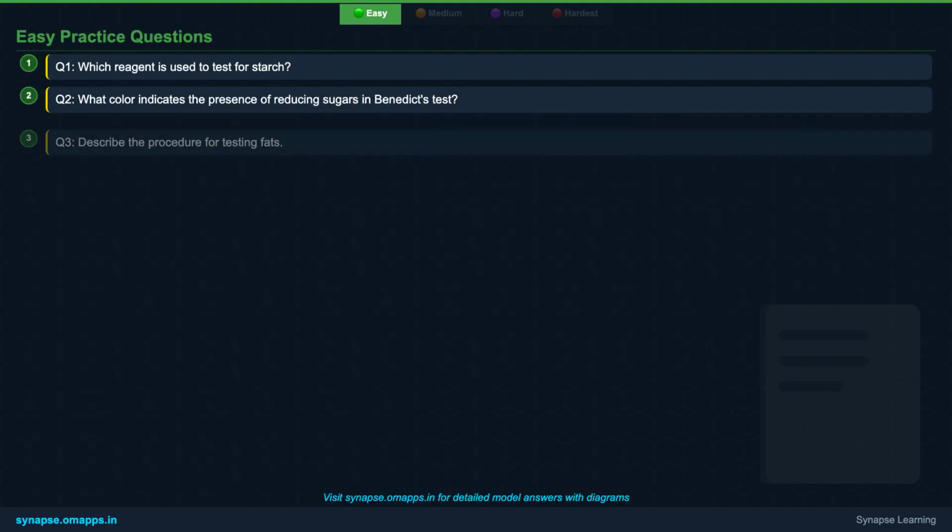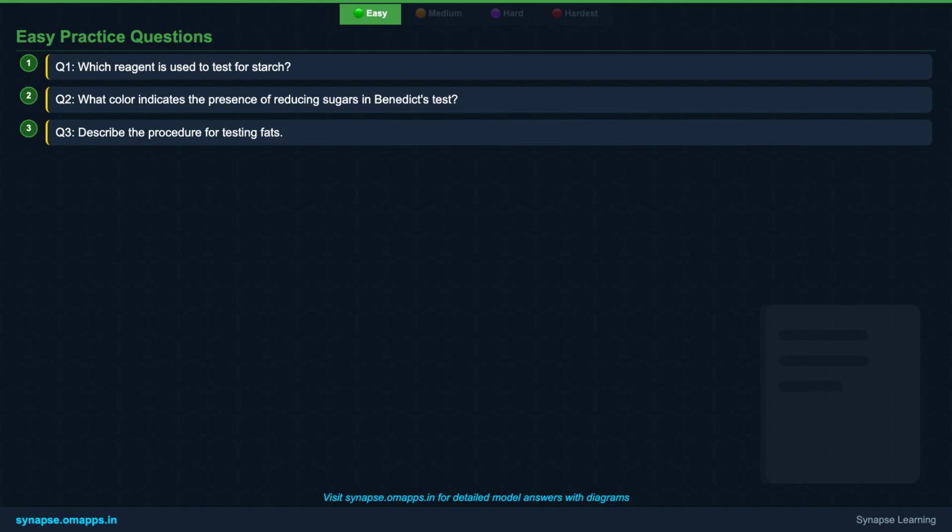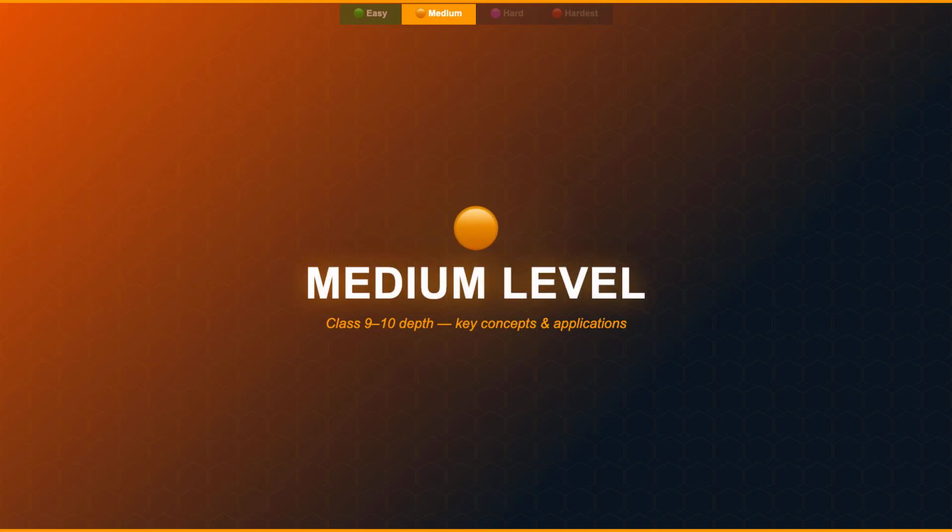Now that we've learned about these simple tests, let's check your understanding. Here are 3 practice questions for you. Take a moment to think about the reagents and color changes associated with each macronutrient. Can you identify the correct test for starch? What color indicates the presence of protein? And how do we test for fats? Good luck! Ready to dive a bit deeper?